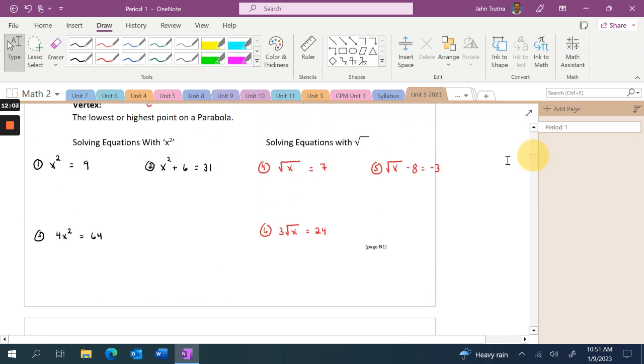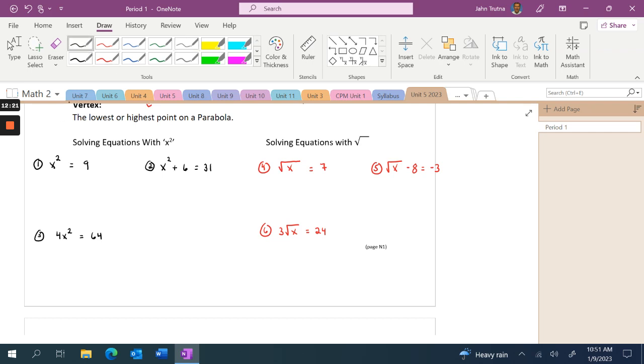Now, let's just go over how to solve some equations, okay? So let's go over how to solve equations with x squareds in them, and then let's go over how to solve equations with square root symbols in the equation. So I got 3 examples of each.